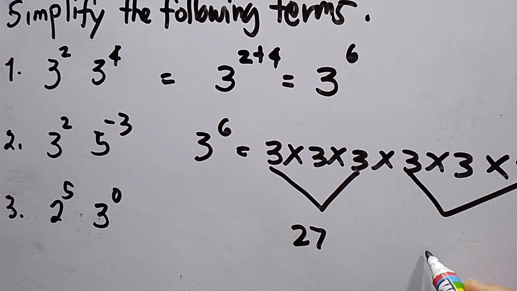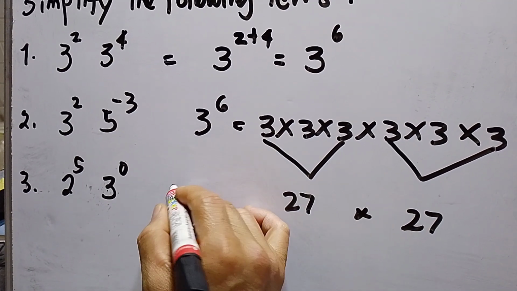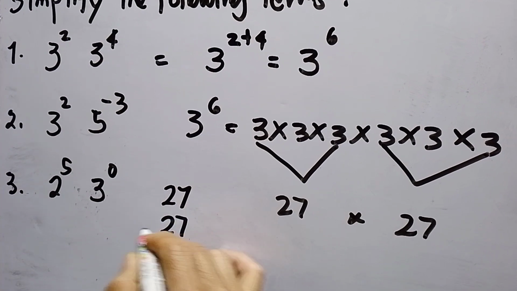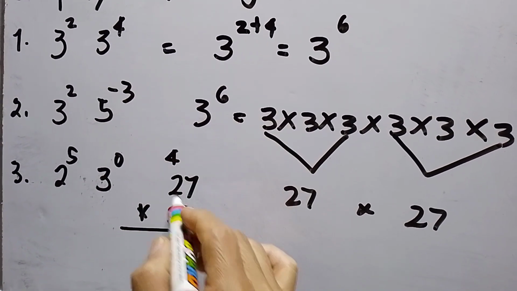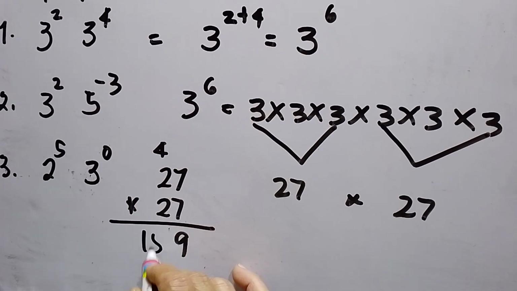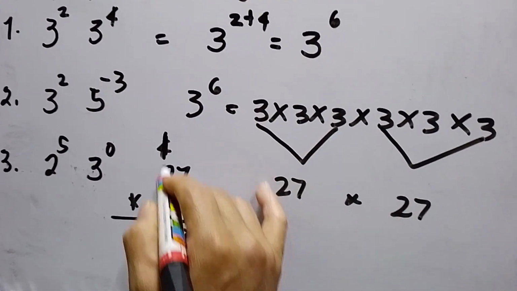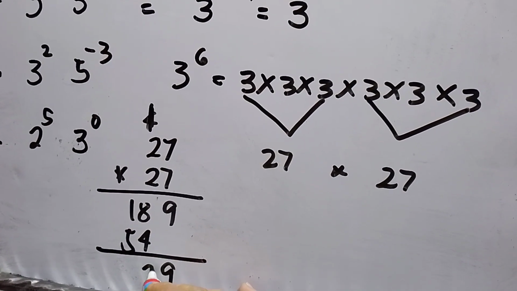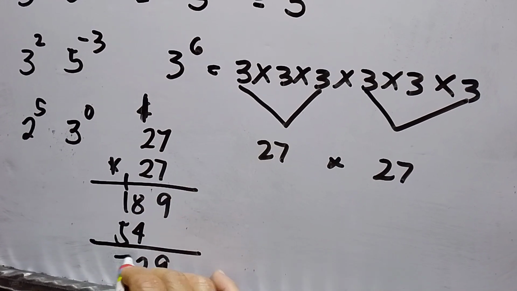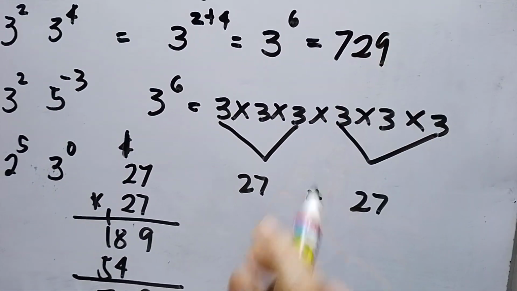And then 27. I need to multiply 27 by 27. So this is 49, carry 4, 14, 18, 14, carry 1, 2 times 2 is 4, plus 1, 5, bring down 9, 8 plus 4 is 12, carry 1, so I have 729, so that's for number 1.